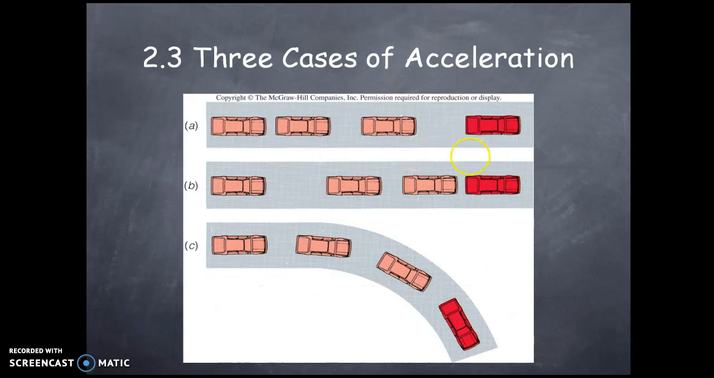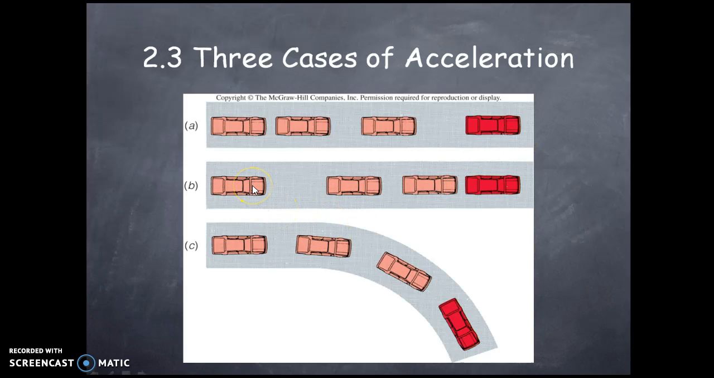So look at these three cases of acceleration. In the first case, you can see that the car is picking up speed. It started slow, now it pushed gas. So it means the initial velocity is lower than the final velocity. So you get a positive number in the numerator. So your acceleration is a positive acceleration.